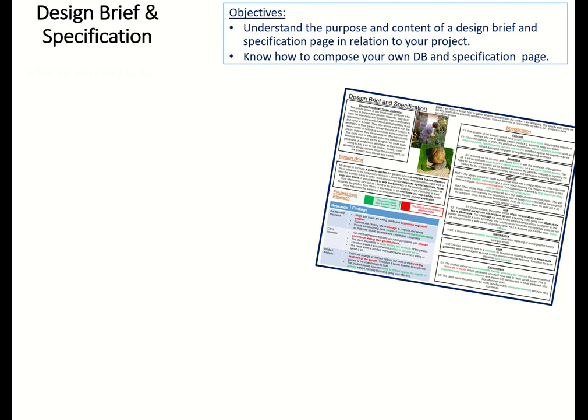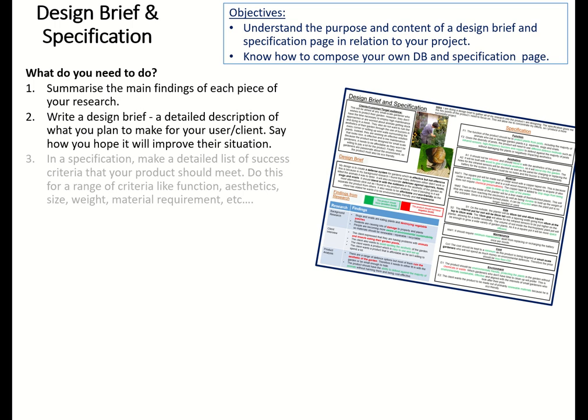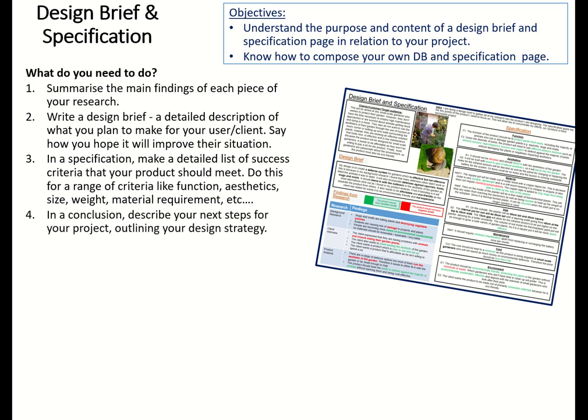So what do you now need to do? Firstly, summarize the main findings of each piece of your research. That could be in bullet point form. Write a design brief, a detailed description of what you plan to make for your client or user. Say how you hope it will improve their situation. In a specification, make a detailed list of success criteria that your product should meet. Do this for a wide range of criteria like function, aesthetics, size, weight, blah, blah, blah. And in a conclusion, describe what your next steps are. It will probably be, I'm now going to begin sketching and modeling.